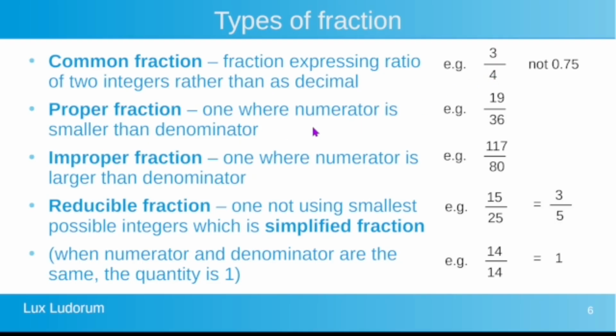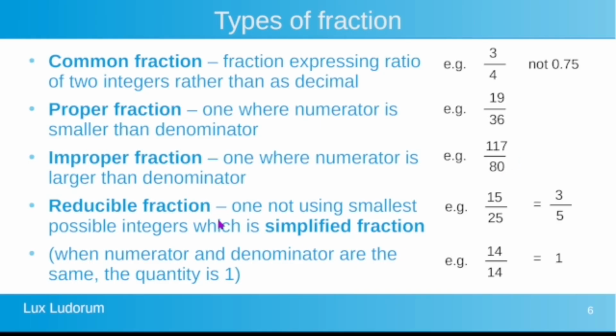A proper fraction is one where the numerator is smaller than the denominator. So here we've got 19, that's smaller than 36, so that is a proper fraction. An improper fraction is one where the numerator is larger than the denominator. For example, 117, which is bigger than the bottom, which is 80. This is an improper fraction.